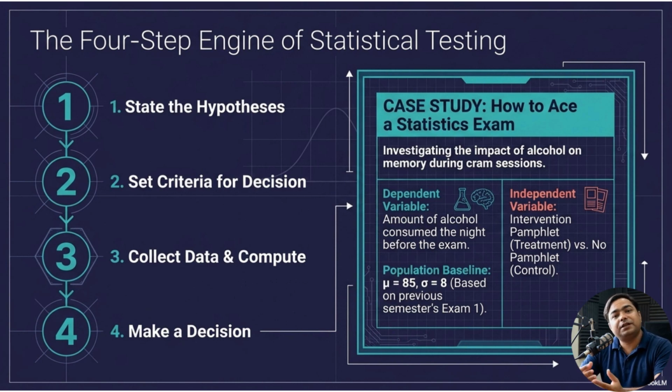Step 2: set criteria for decision. Before collecting or interpreting the result, we decide how much evidence is required to reject the null hypothesis. This is where the significance level or alpha level becomes important. Step 3: collect data and compute. We collect sample data and calculate a test statistic, such as a z-score or t-score.